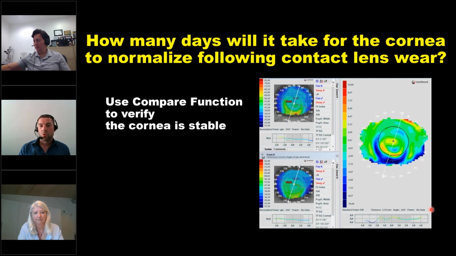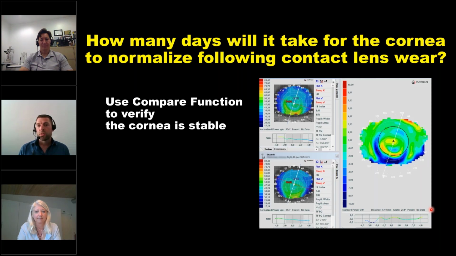So you can use this for various reasons, for example, to monitor if the cornea is still changing after contact lens removal, but you can also do this to monitor keratoconus changes, post-refractive, things like that. So it's not only just for monitoring post-lens wear.